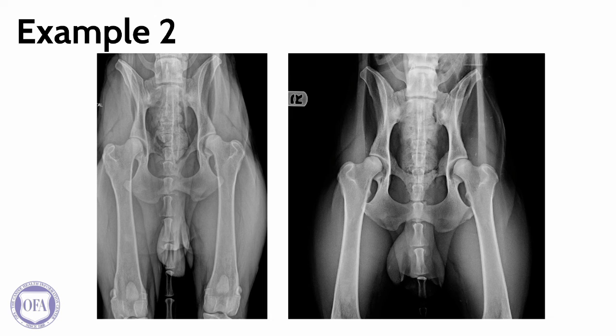Similar to the previous example, this dog is rotated towards the left, though to a lesser degree. This is resulting in an artificial decrease in coverage of the left femoral head, making it appear as though the left acetabulum is shallow. This led to an abnormal grade of mild hip dysplasia.